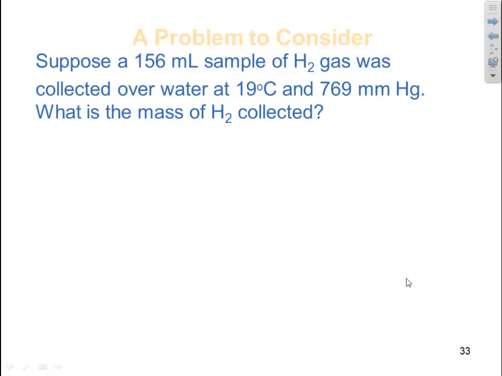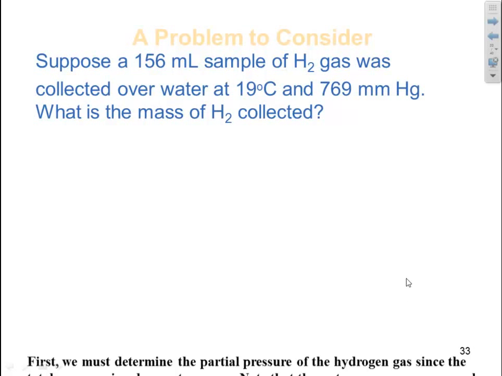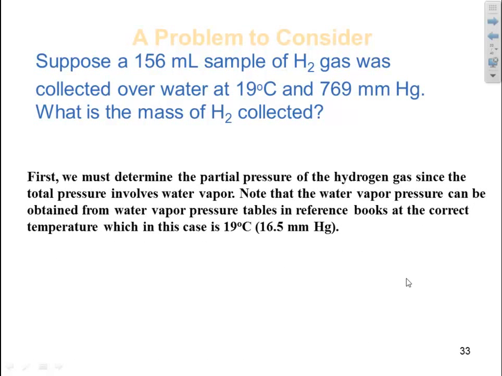Look at an example. Suppose a 156 milliliter sample of hydrogen gas was collected over water at 19 degrees C in 769 millimeters of mercury. What is the mass of the H2 collected? Well, first we must determine the partial pressure of the hydrogen gas, since the total pressure involves water vapor. The 769 millimeters of mercury includes the water vapor pressure as well as the hydrogen gas pressure.